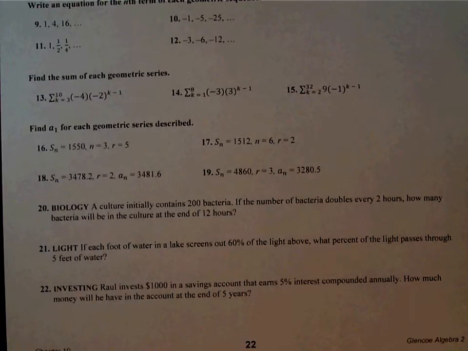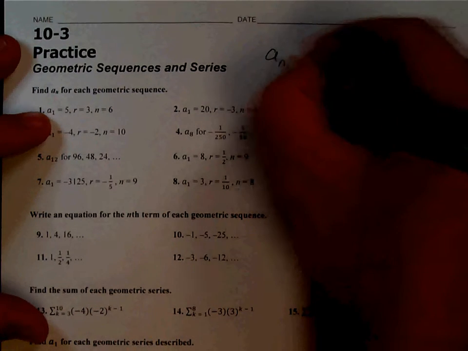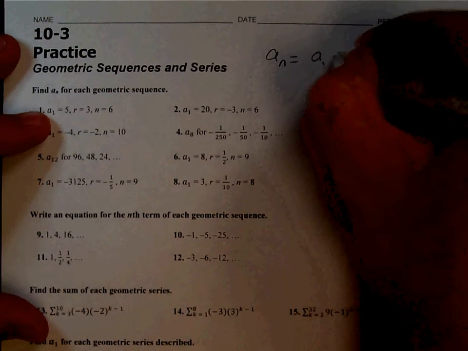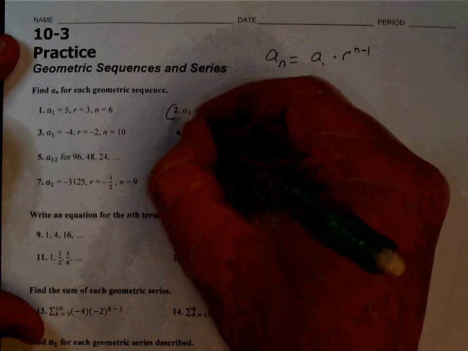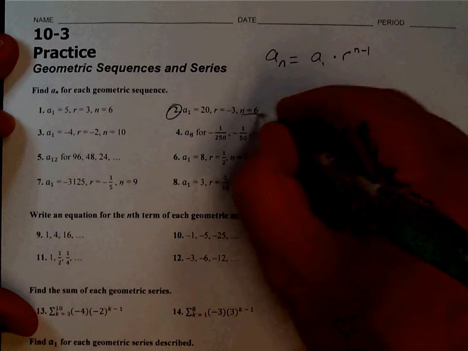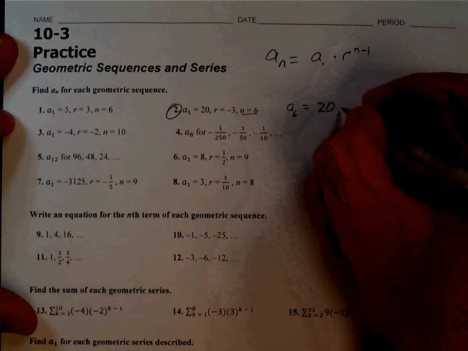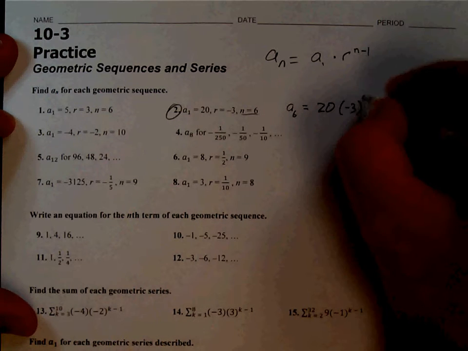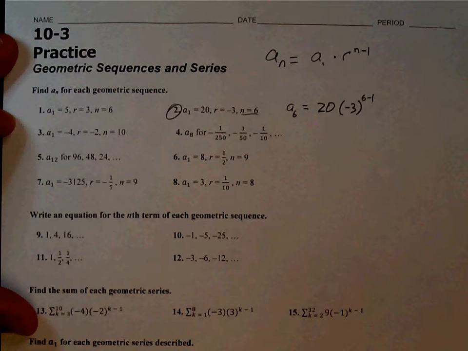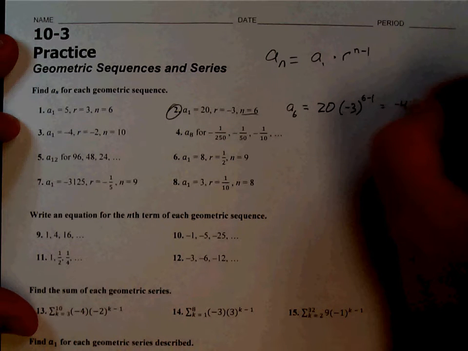Let's go to 10.3. Geometric. So a sub n here equals a sub 1 times r to the n minus 1. It's the formula. So if I look at number 2, I'm looking for the 6th term. They want to know what a sub 6 is. First term was 20 times r, which is negative 3 to the power of n minus 1, but I know n is 6, so 6 minus 1, which is really 5. I'm going to take 20 times negative 3 to the 5th. I get negative 4,860.